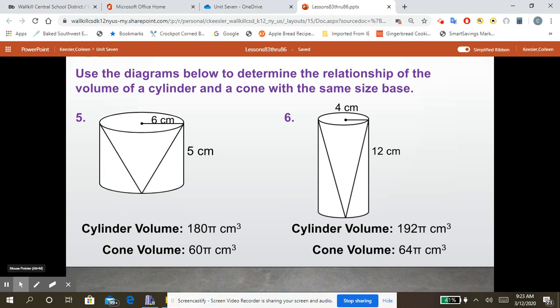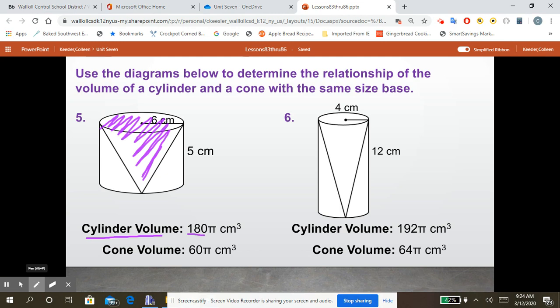So here we're going to use the diagrams below to determine the relationship of the volume of a cylinder and a cone with the same size base. So you see here in number 5 that we have a cone inside a cylinder. Okay, both the cone and the cylinder have a radius of 6, and they both have a height of 5.